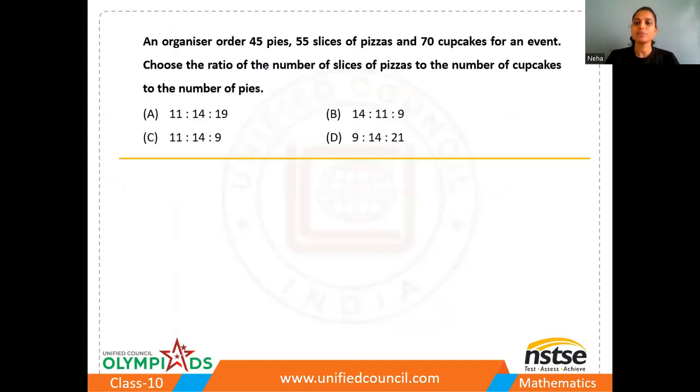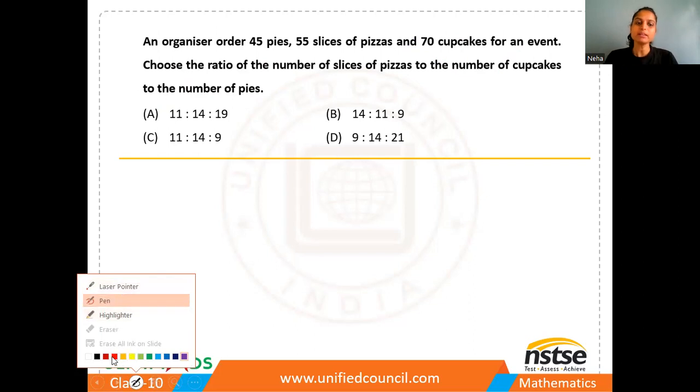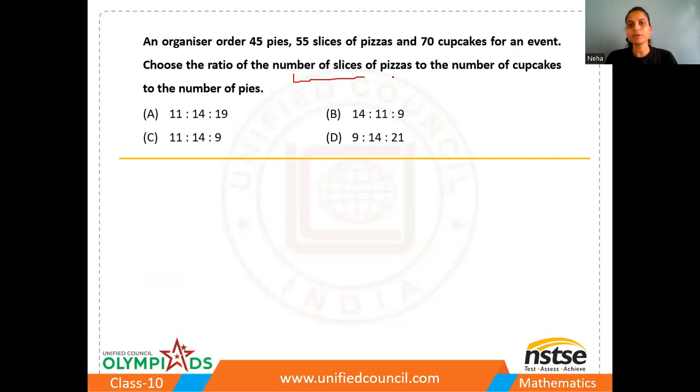Okay, let's jump to the next one. An organizer ordered 45 pies, 55 slices of pizzas and 70 cupcakes for an event. Choose the ratio of number of slices of pizzas to the number of cupcakes to the number of pies. Okay. So first of all, I have to find the ratio. And one pattern is also given to find the ratio, right? First I have to take the number of slices of pizzas, right? So how many slices of pizzas are there? 55.